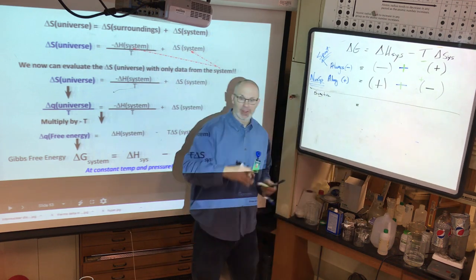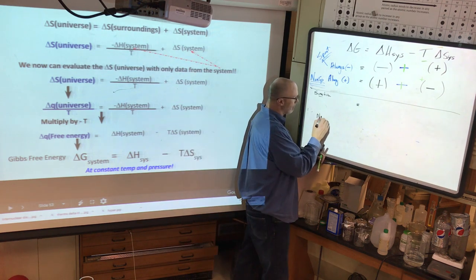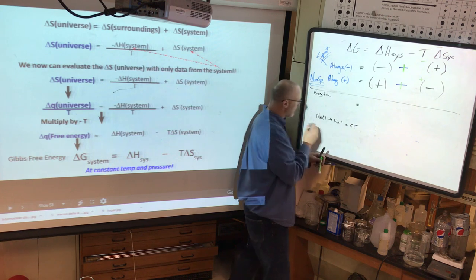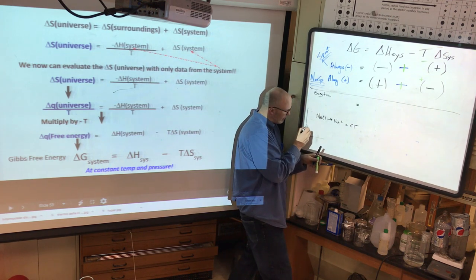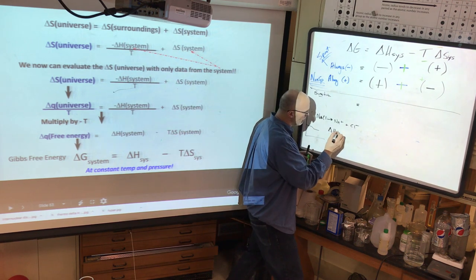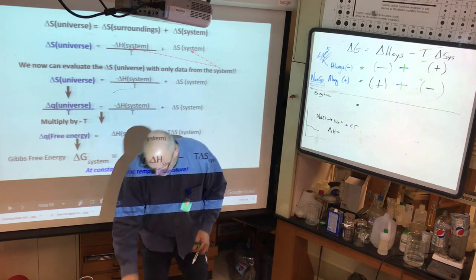Okay, let's do the sodium chloride dissolving. We saw sodium chloride becoming Na plus and Cl negative yesterday. And we saw the graph. It did what? Went down. It's endothermic. Delta H was what? Positive. Now, before we get started, I'm going to add something here.